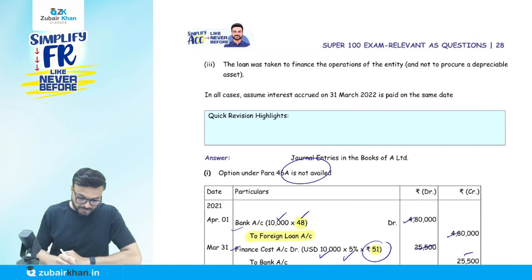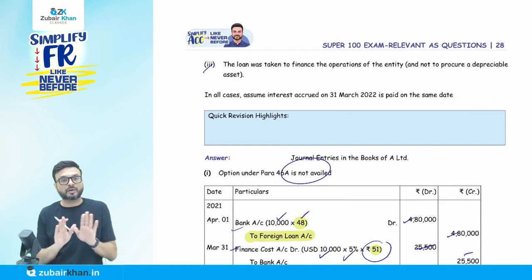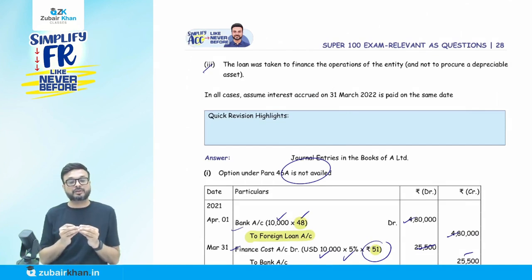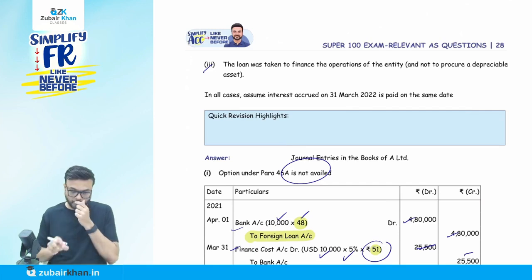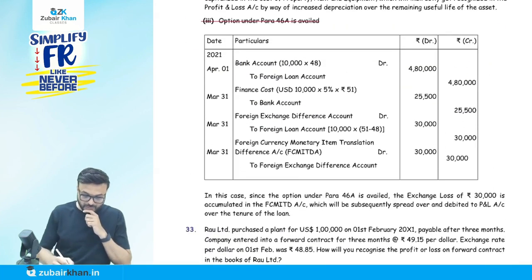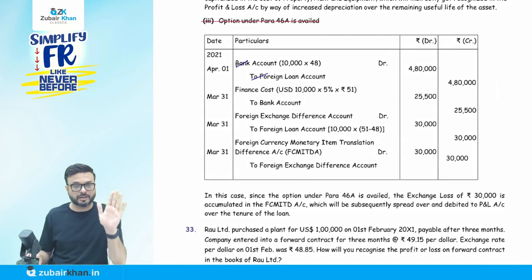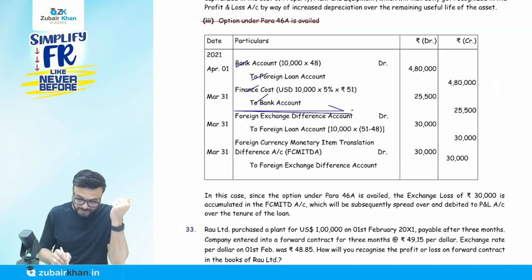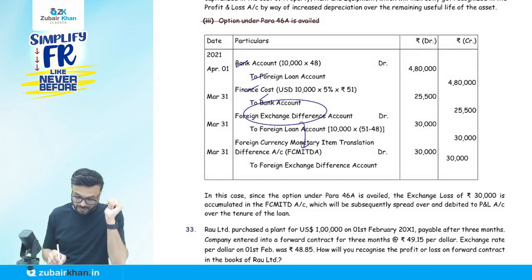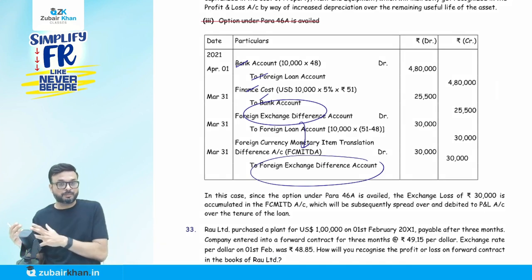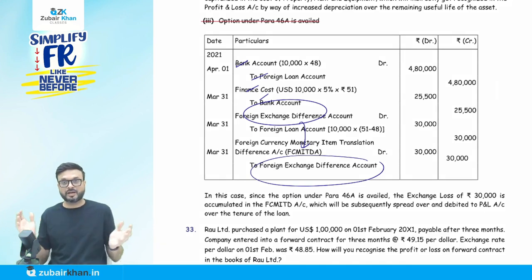Now the third one. The loan was taken to finance the operations of the activity and not to procure a depreciable asset. So we have the option that we can transfer to the FCMITD account. Here you can see that the bank account will be debited and the loan account credited. Interest will go to P&L, interest account debit to bank. The exchange difference of 30,000 is a loss, but we can take it to the FCMITD account. Since it is not for the purpose of PPE, we can adjust in the FCMITD account. We have that option here.